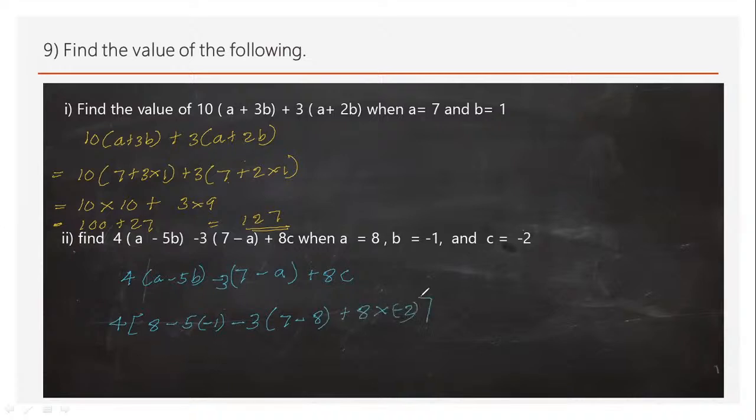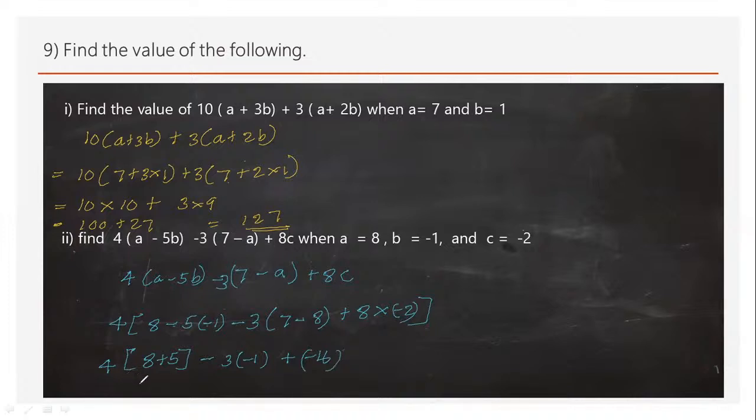Now simplify. 4 times 8, minus 5 times minus 1, plus 5 times 8. Then minus times minus is plus, so we can write here 8 plus 5, because minus times minus is plus. Minus 3 times minus 1, 7 minus 8, minus 1, plus 8 times minus 2, 16.